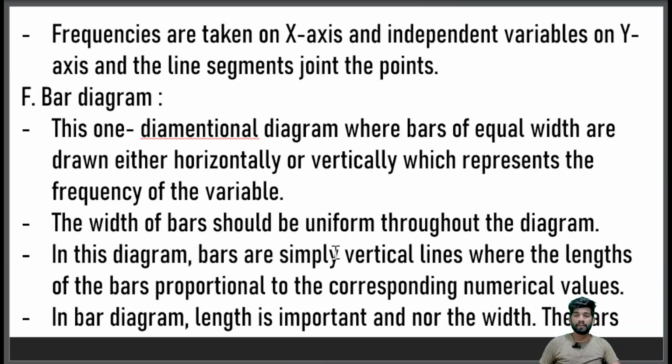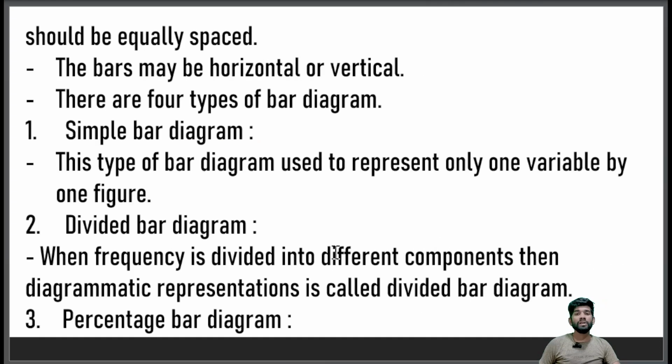Next is the bar diagram. This is a one dimensional diagram where bars of equal width are drawn, either horizontally or vertically, which represent the frequency of the variables. The width of bars should be uniform throughout the diagram. In this diagram, bars are simply vertical lines where the length of the bar is proportional to the corresponding numerical values. In a bar diagram, length is important and not the width. The bars should be equally spaced. The bars may be horizontal or vertical.